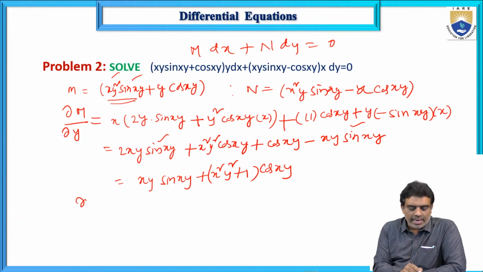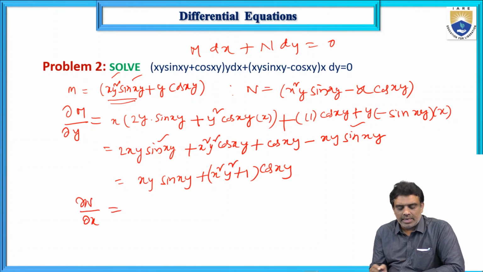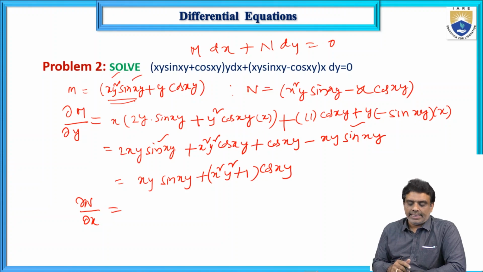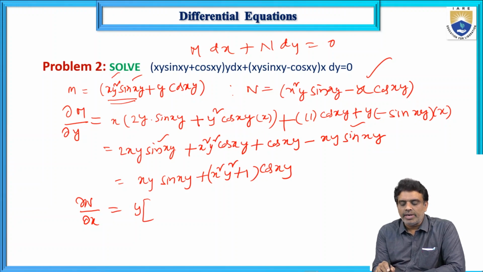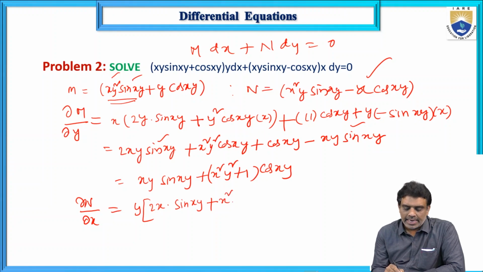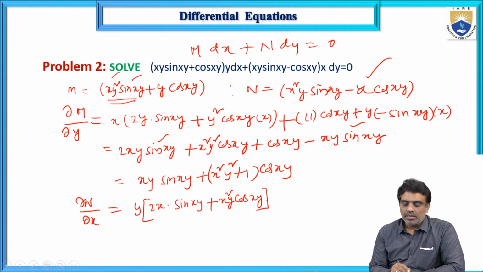And similarly, we calculate ∂N/∂x, the partial derivative of N with respect to x. So this is N, and we use the same approach here also. Y constant, x square derivative, so I can remove this y, into x square into sin xy. So the derivative of x square is 2x with sin xy treated as a constant term, plus x square treated as a constant term and the derivative of sin xy, cos xy, into y with respect to x. So this is the first term derivative with respect to x.